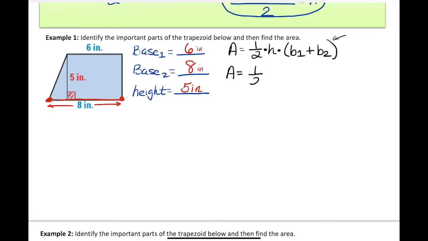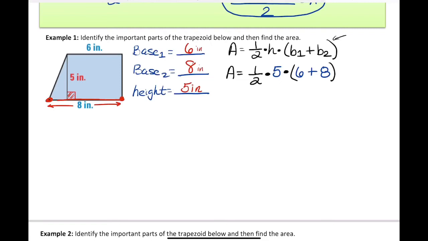So 1/2 is always going to be 1/2. And then instead of putting h, we're going to put the value that represents h, which is the height, and that's going to be a 5. So we're going to put a 5 there. Now I'm not doing any math yet. I'm just kind of filling stuff out. Now base 1 and base 2 are 6 and 8. And if you put 8 plus 6 or 6 plus 8, it does not matter one bit.